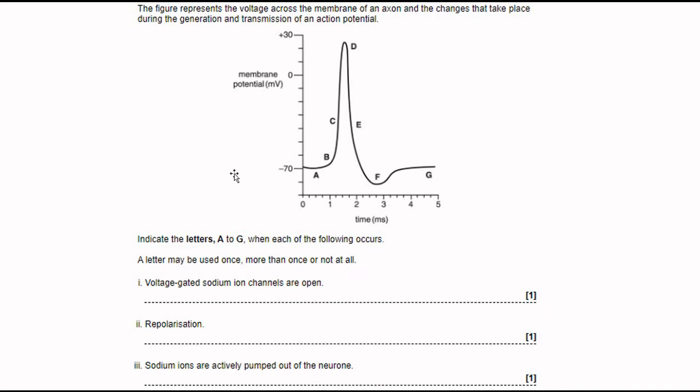This is quite a good question, so take some time to have a think about this one and have a go. So, when are the voltage-gated sodium ion channels open? So, from both B and C. When is repolarization? So, that's from D to E. And this is quite a good question. Sodium ions are actively pumped out of the neuron, so that is maintaining the resting potential. So, you should have written all the letters down: A, B, C, D, E, F, G.